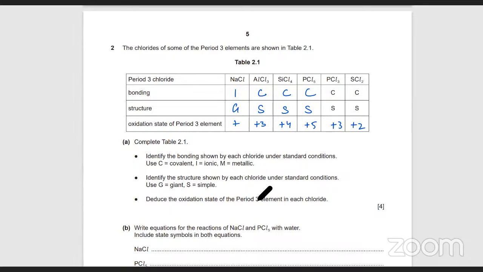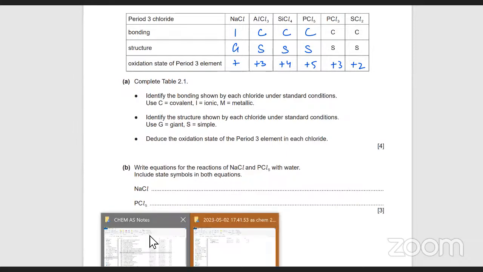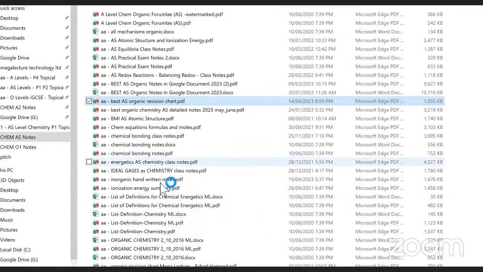As I deduce the oxidation state, it will be clear. Right, the equation for the reaction of NaCl with water. So it's all about inorganic chemistry. Note down what happens when NaCl reacts with water. Nothing happens. It just dissolves.